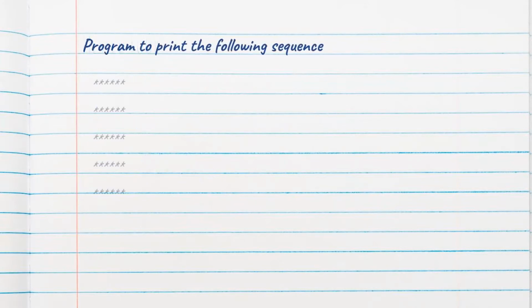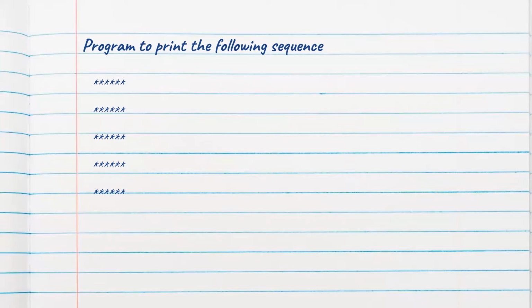The first example that we are going to discuss is to print the sequence that you can see on the screen. Now in this sequence, we have to print a sequence of stars in which there are first six stars in the first row, then there are six stars in the second row, and then there are six stars in the third row. Same is in the fourth and in the fifth row. So there are total 5 rows, and every row contain six stars. So to solve this program, we'll be using nested loop.